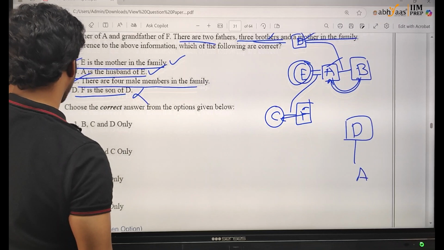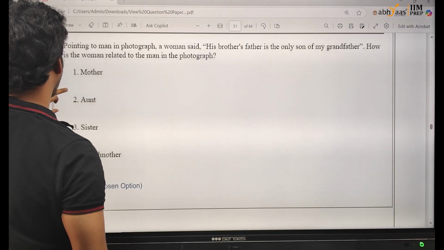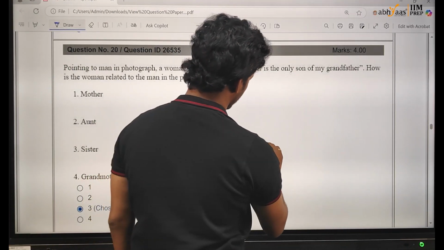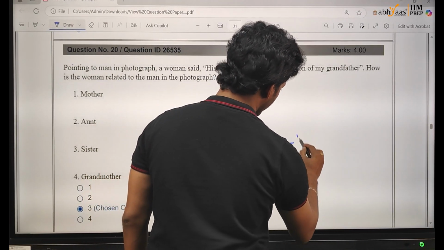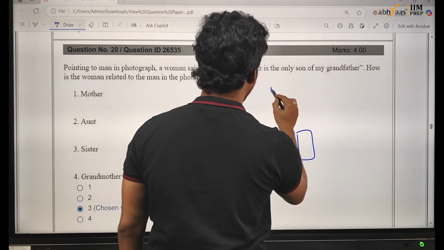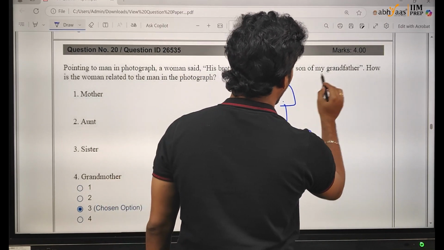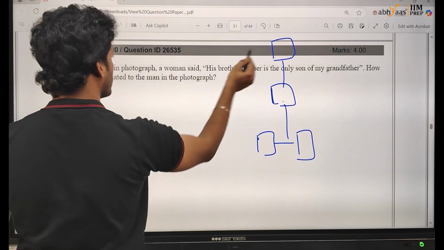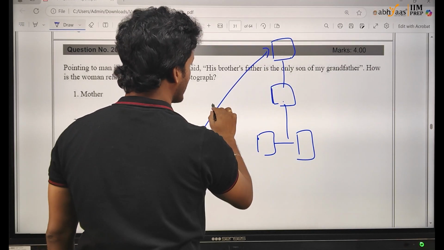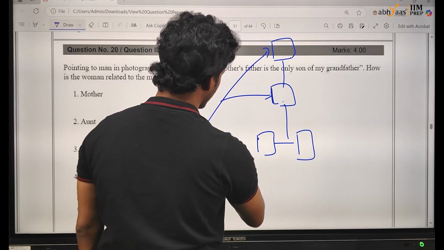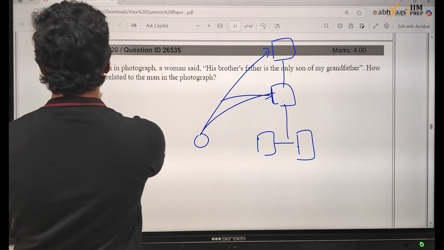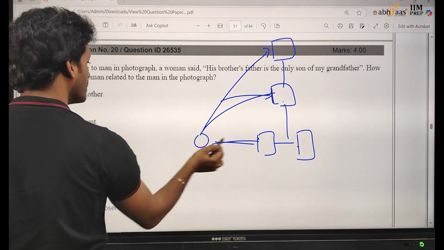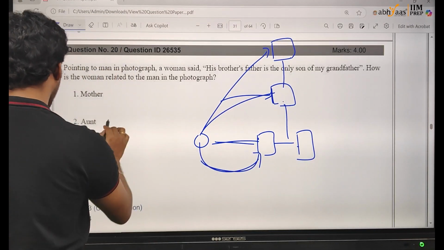Second option. Pointing to a man in a photograph, a woman said, his brother's father is the only son of my grandfather. So this grandfather's only son is obviously her father, and these two are her brothers. How is the woman related to the man in the photograph? Obviously sister. They're asking this relation. So it is sister.